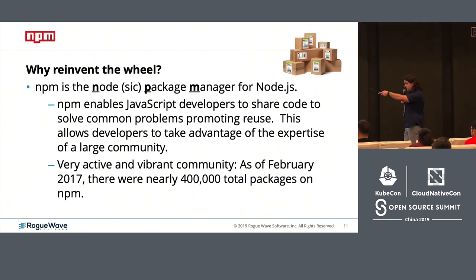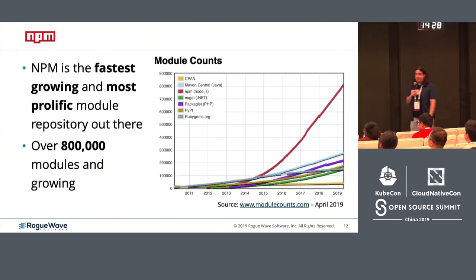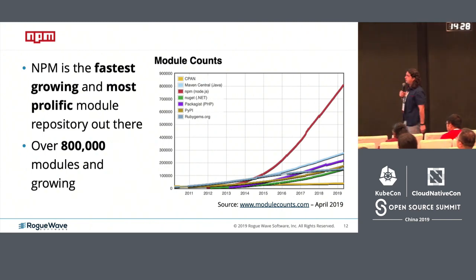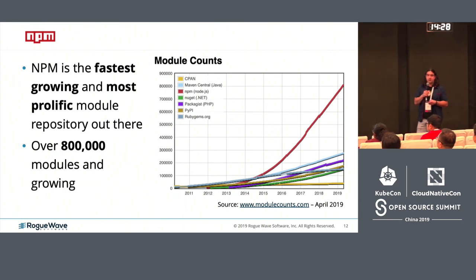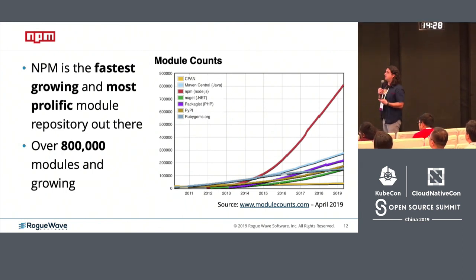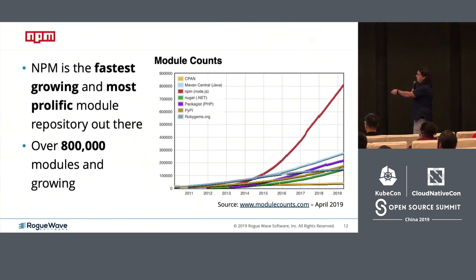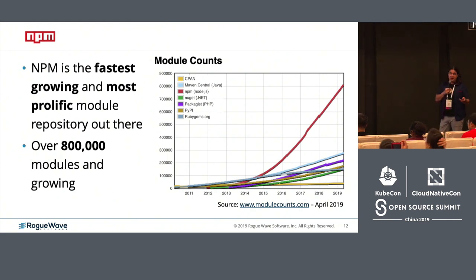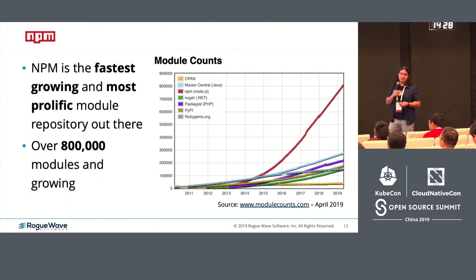As of February 27th, there were over 400,000 total packages on NPM. However, as of April of 2019, that number has doubled. And there's no question now that NPM is not only the fastest growing module repository and dependency repository out there, but it's also the largest, compared even to things like Maven Central right here for Java. Right, so any Java developers like myself who are using Maven, you're like, oh, there's a lot of modules in there. Yeah, well, NPM has almost four times as many at this point and continuing to grow very quickly.